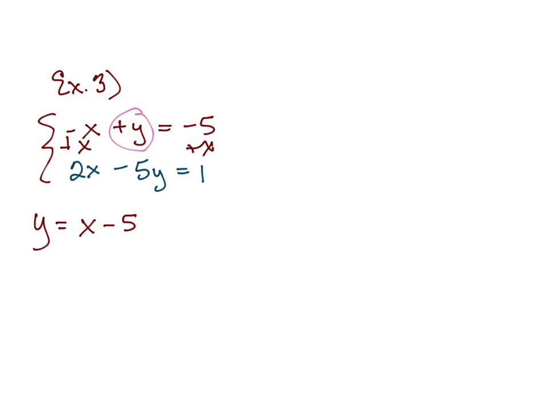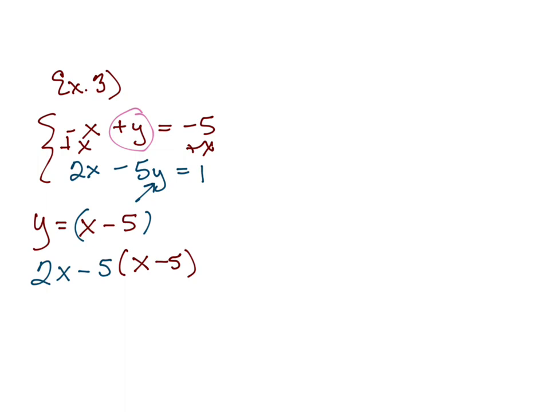Now, we have a naked letter. We have solved for that letter. So now we're going to take that stuff into the other equation in place of y. Can you tell? So into my second equation, I'm going to have 2x minus 5, but instead of y, I'm going to open parentheses and put in there x minus 5.